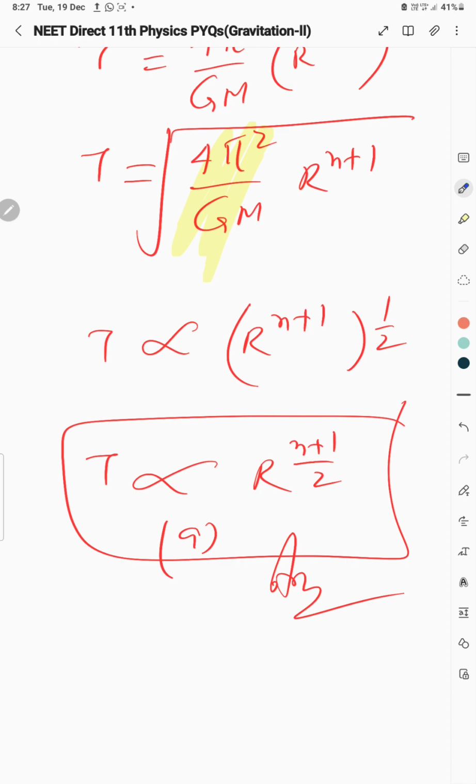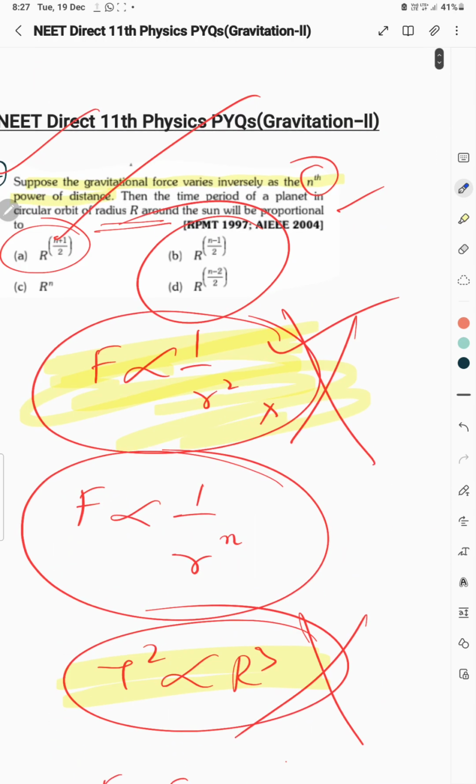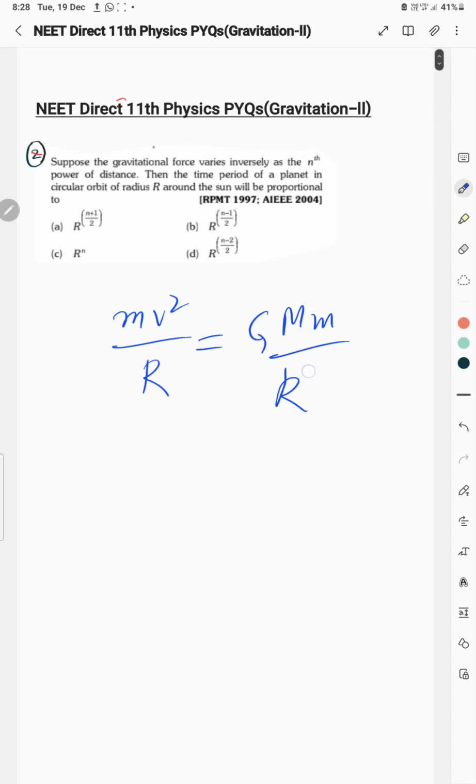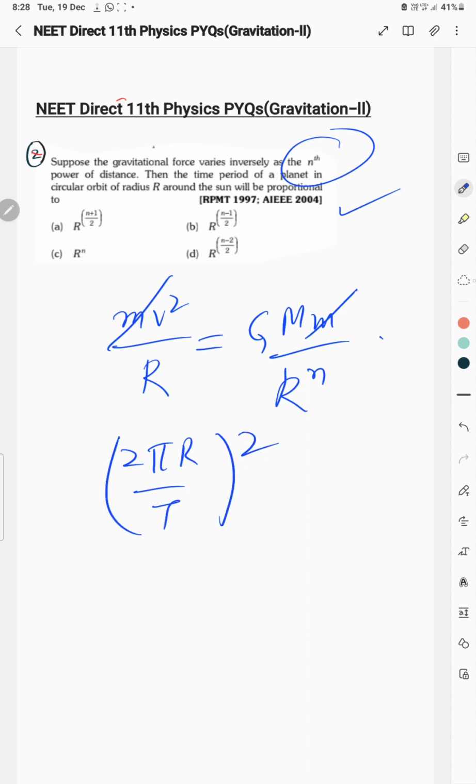Since there was a little bit of complication, I'll tell you again. As per this question, we have to use centrifugal force, which is suffered by a planet, equal to this, and the centripetal, which is the gravitation force. It has to be like this because it is written that the nth power of r is involved. So when you simplify it, it is 2 pi r by t whole square, and what I mean, I'm talking about this v square divided by r. It is gm by r power n.